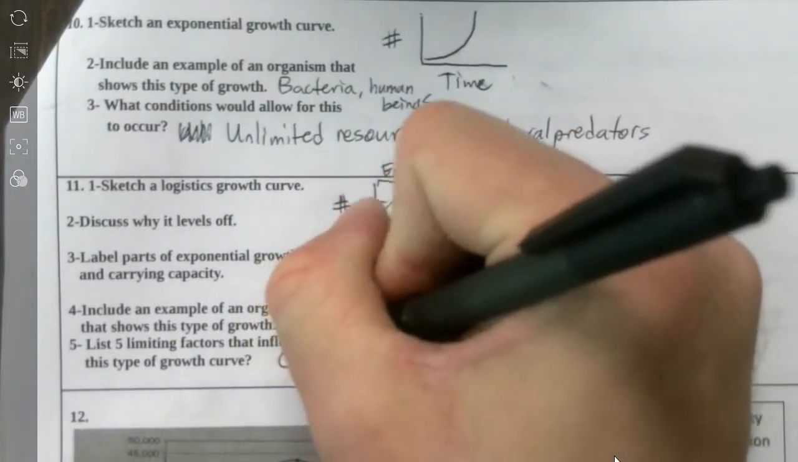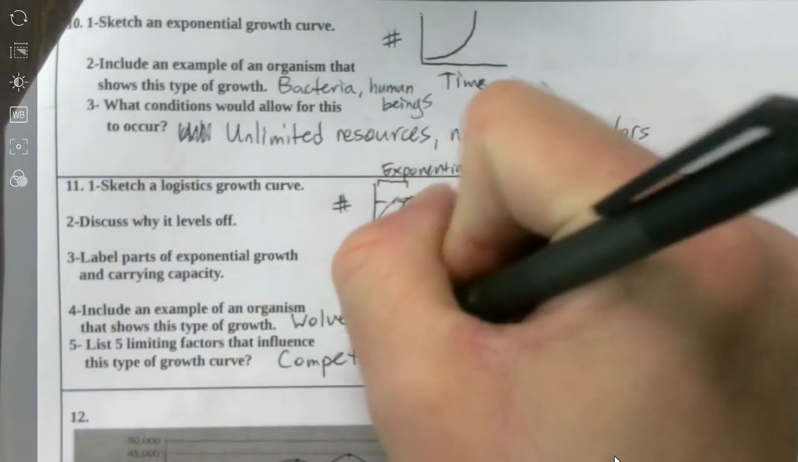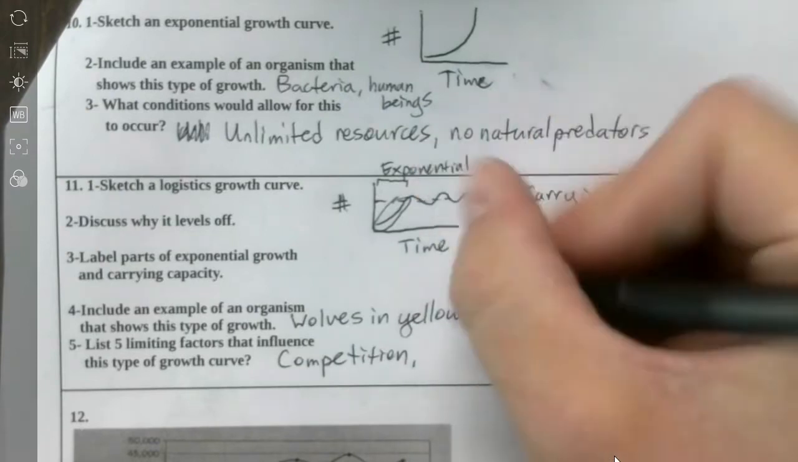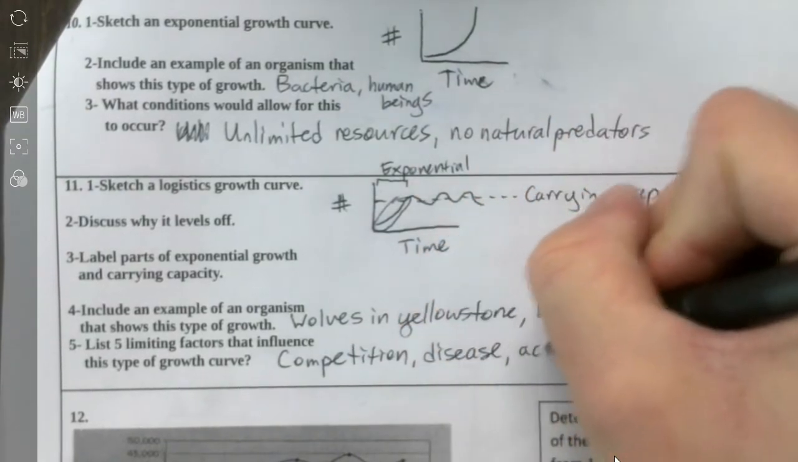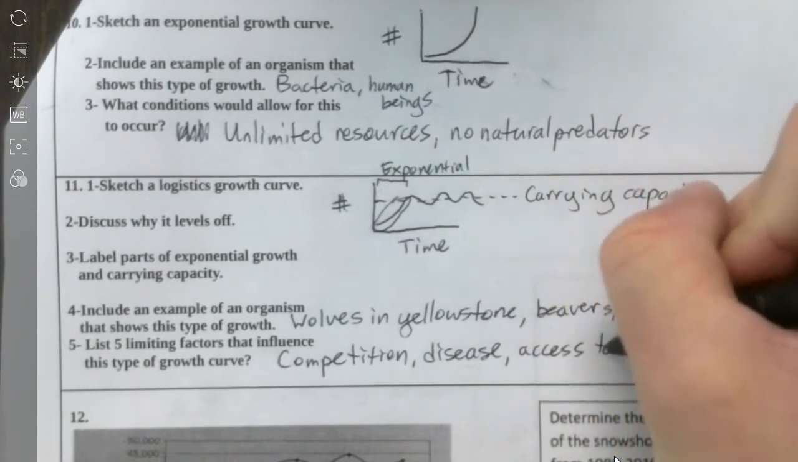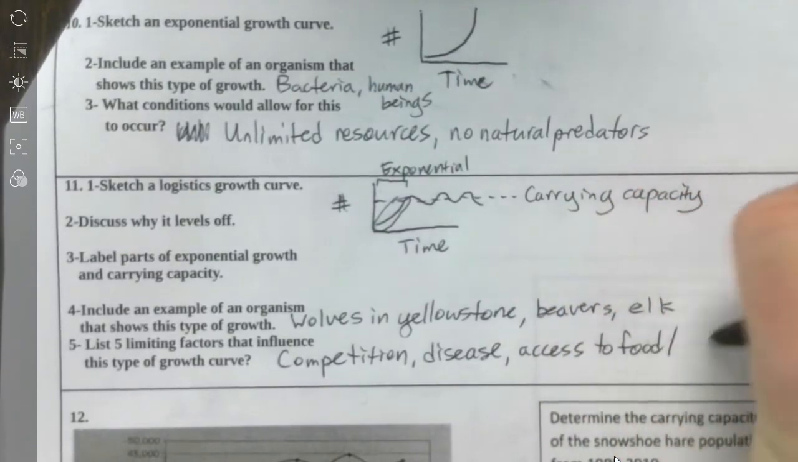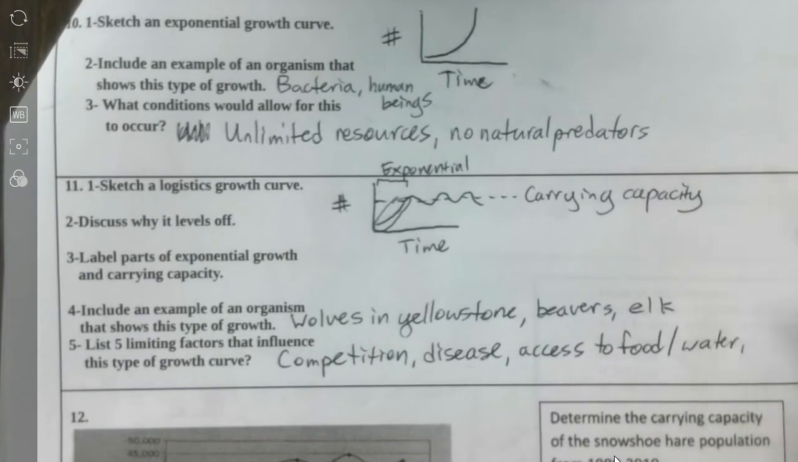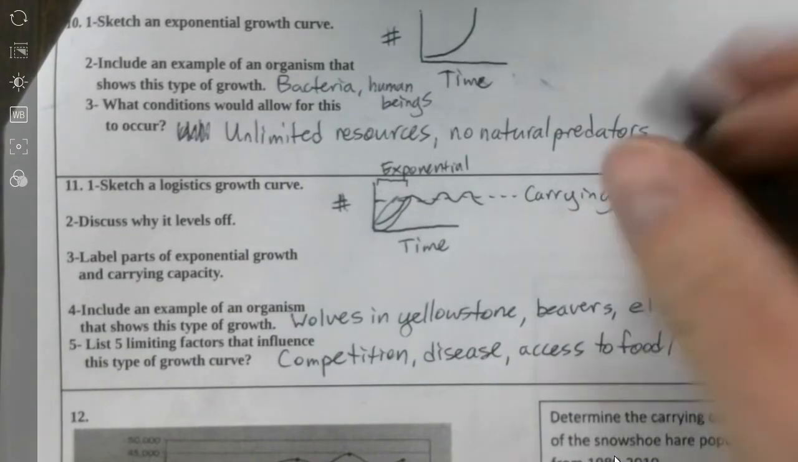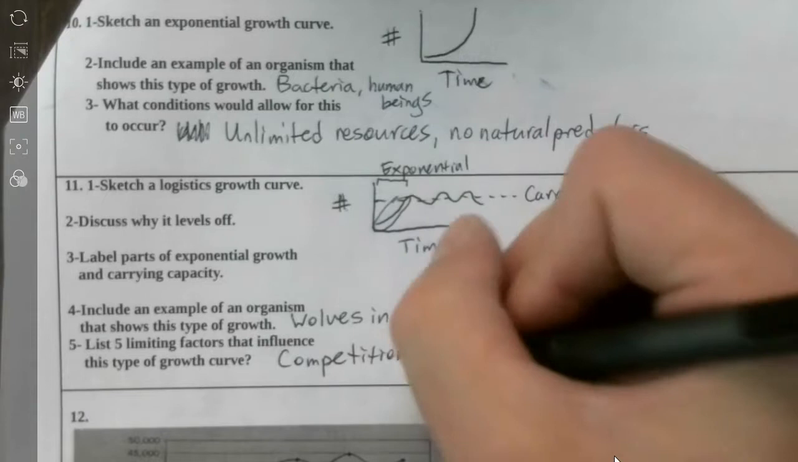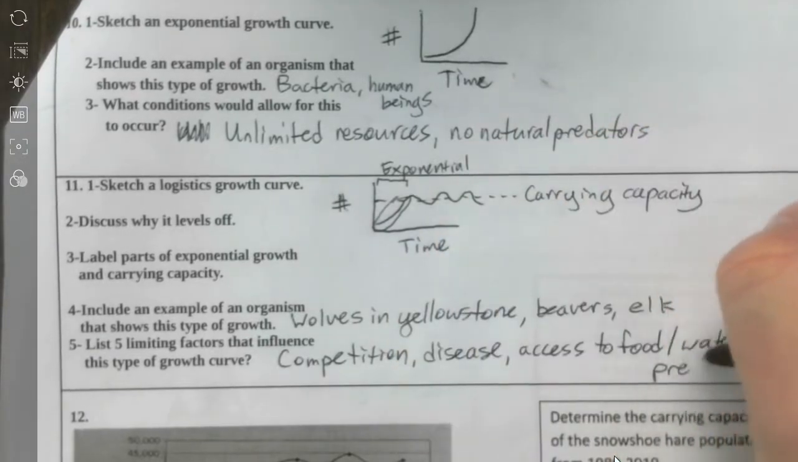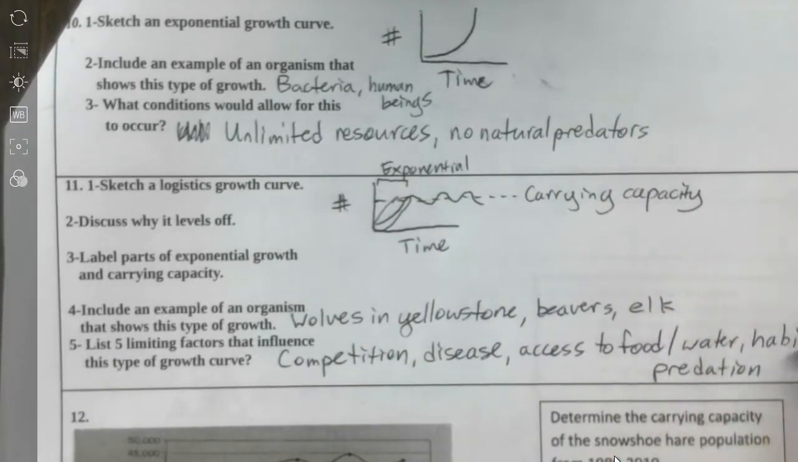So these are going to be things like competition between other species, disease, access to food and water, having available space to live or habitat, or predation, a certain number of predators.